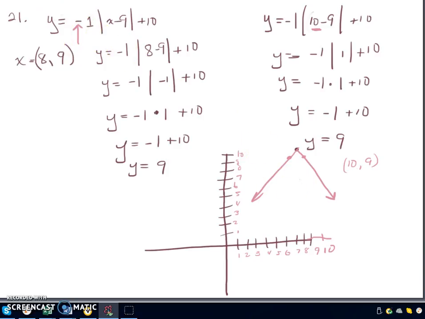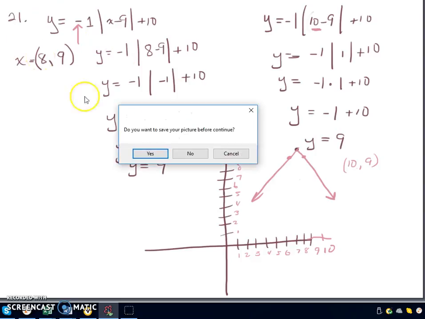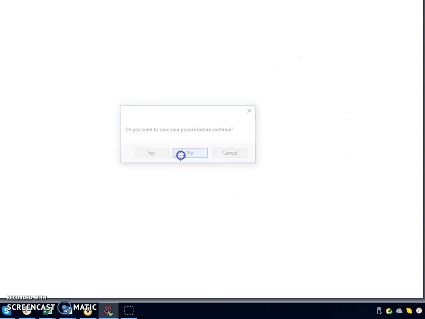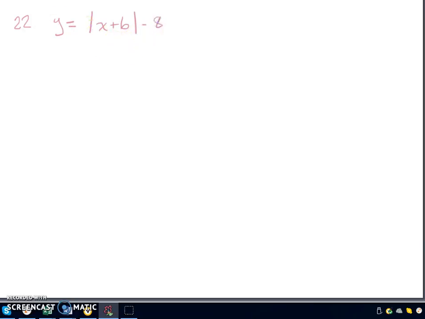That's 21. Let's go to 22. We're going to have y equals absolute value of x plus 6 minus 8. What value of x makes this become 0? When x is equal to negative 6.